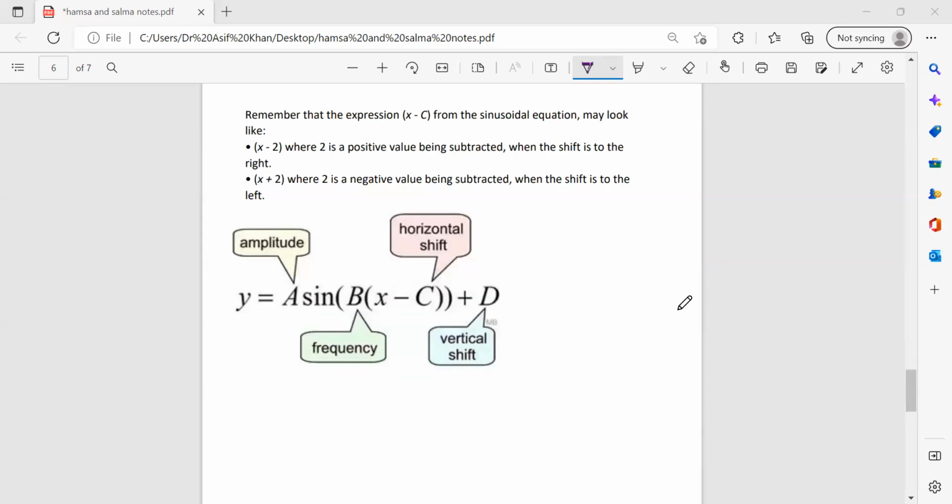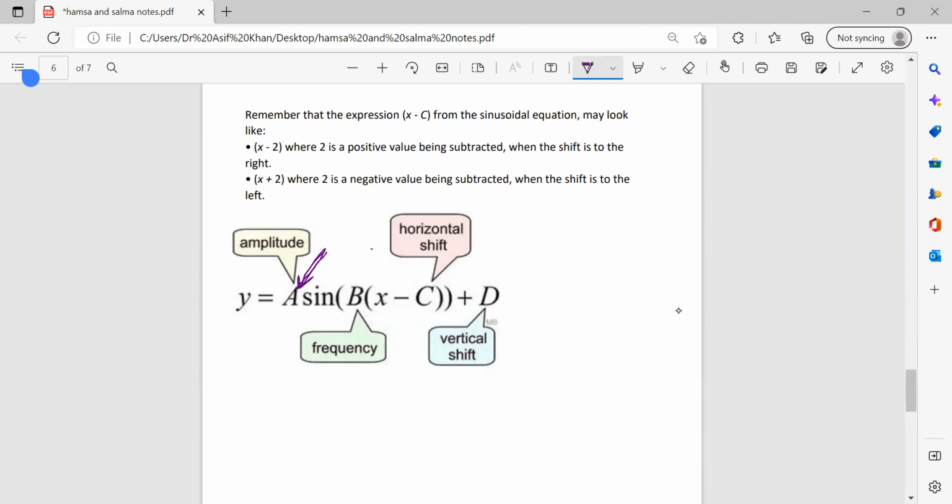Okay, so what is the impact of all this? Here we will again repeat. Amplitude, this number represents the height. Whenever this number changes, it means the height of the graph will change. Clear?